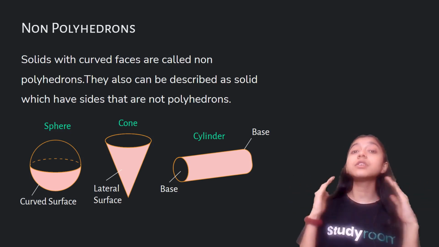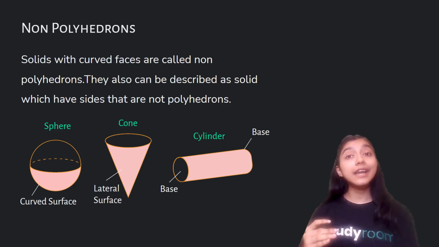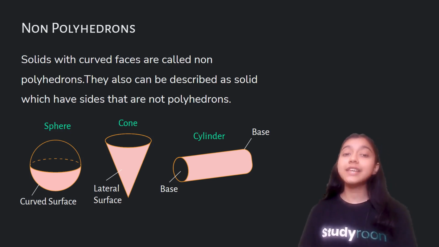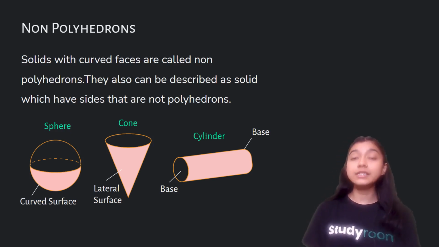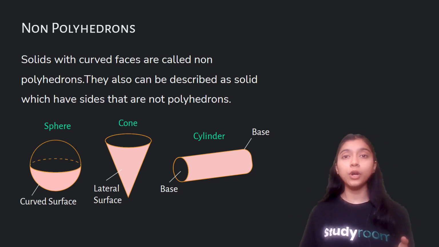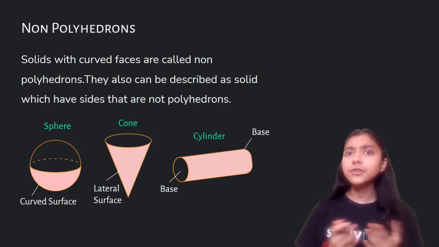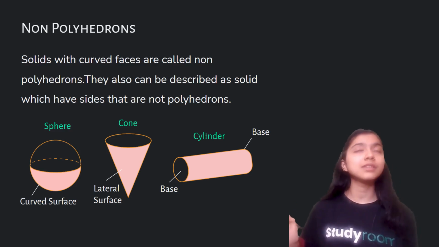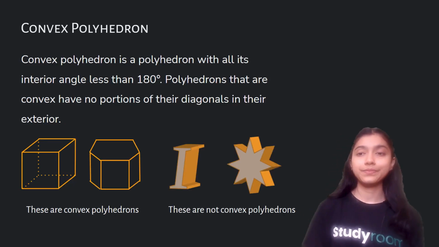Again, in a cone, we have curved surfaces. And in a cylinder too, we have curved surfaces. So all the solids that have curved surfaces are known as non-polyhedrons. So it can also be said that non-polyhedrons can be described as those solids which have sides that are not polygons. In this way, we can distinguish between a polyhedron and a non-polyhedron. Whenever you see a curved surface, then simply tell that it will be a non-polyhedron. It's a solid, but it's a non-polyhedron solid.